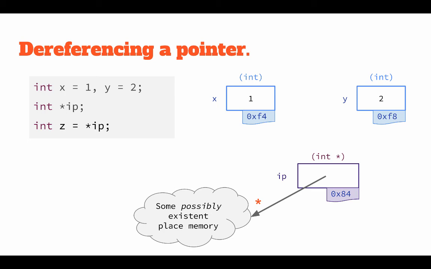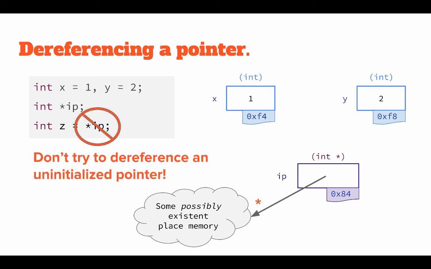If I use my star operator and go and find this possibly existent place in memory, that's going to give me tons of problems, because if I try and find the value of something that doesn't exist, I'm going to get an error. So my point here before I move on is don't try to dereference an uninitialized pointer. Always make sure that your pointer is pointing to something before you try to get its value.